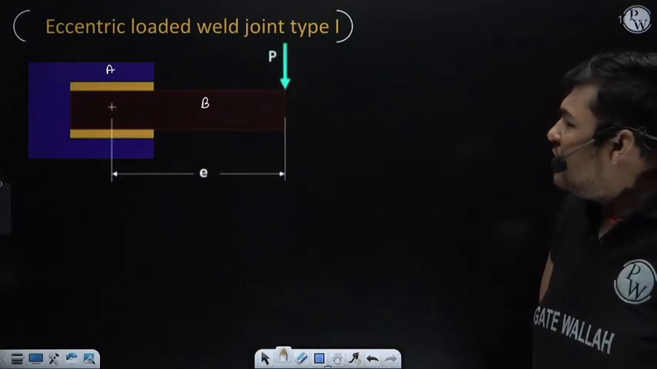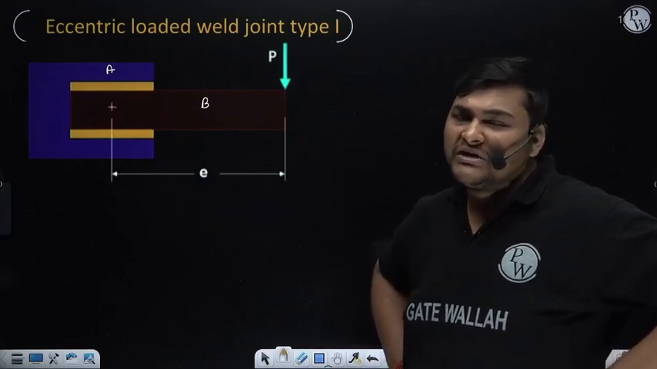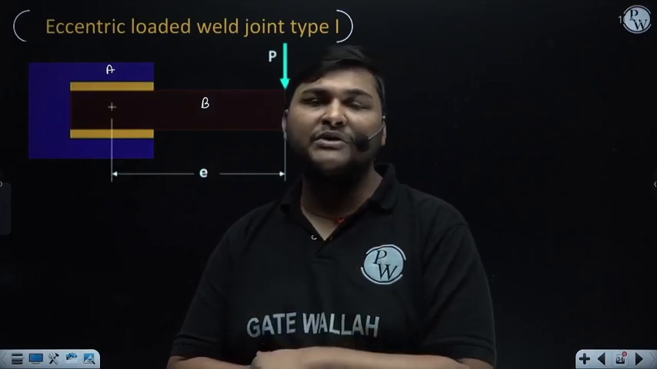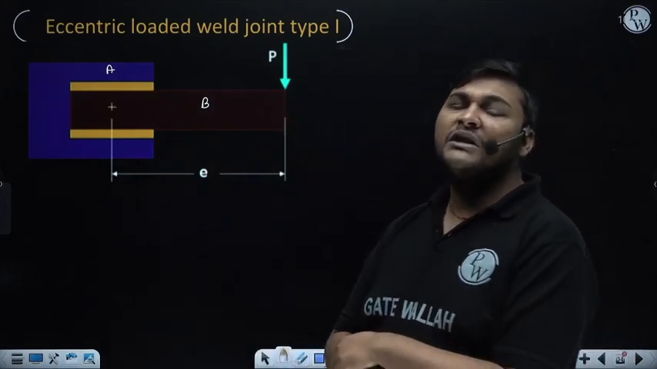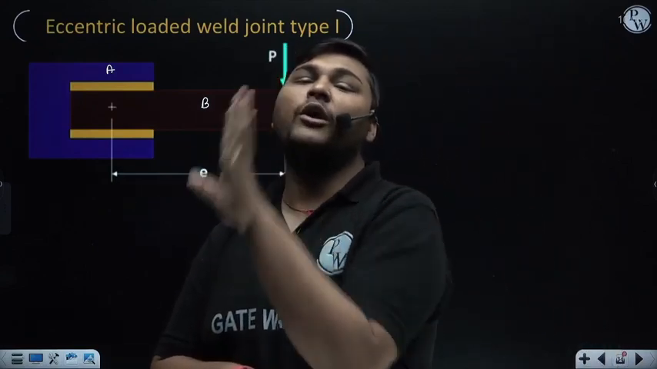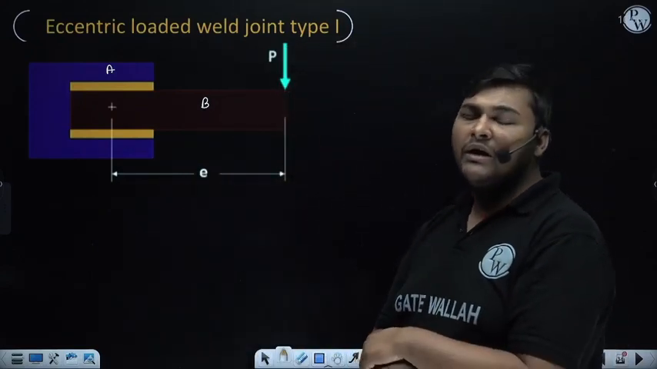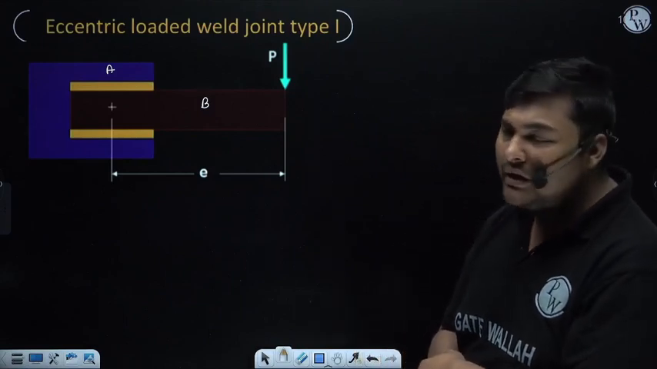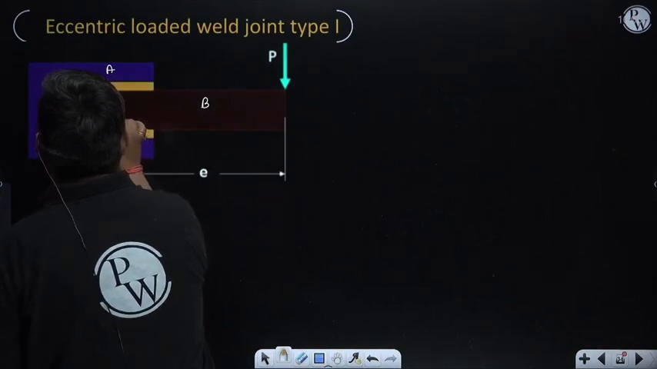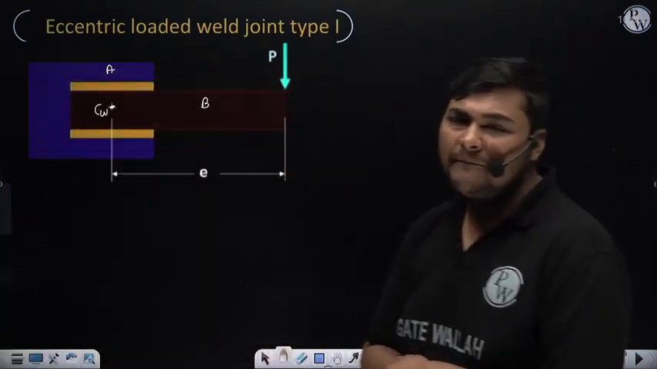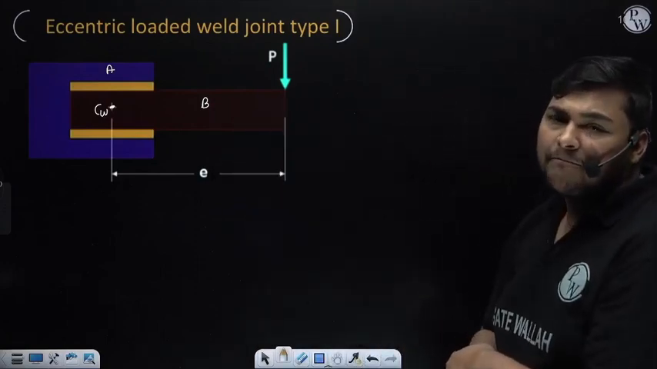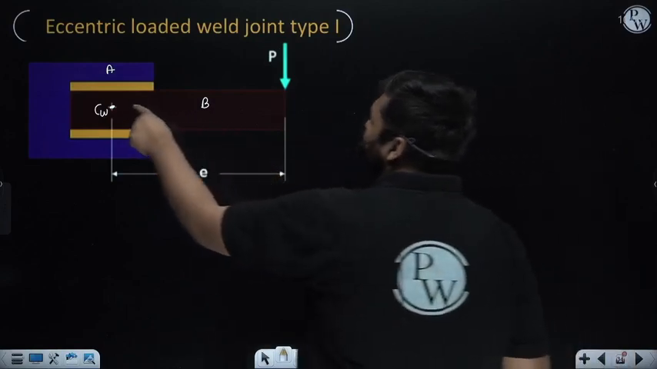Now ultimately our objective is to design. For design we need to calculate the stress in the weld, and most importantly the maximum stress in the weld. Now to calculate stress in the weld, first we will transfer this force to the combined centroid of the weld. Suppose the combined centroid of this weld is this. Okay, this is the combined centroid of the weld, and it is this point CW.